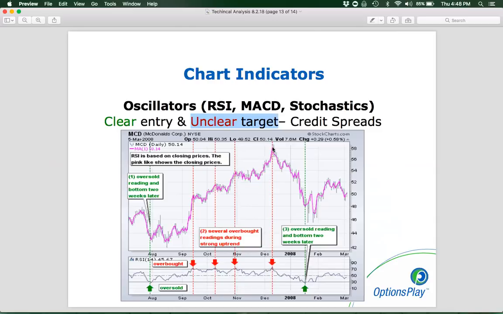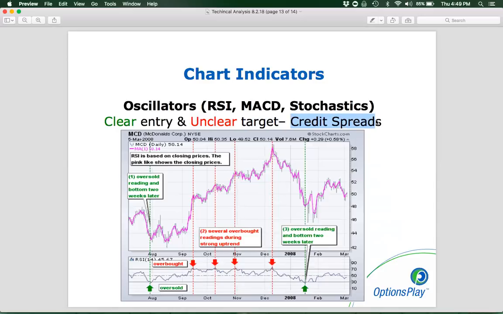And then here again in December, this is an example where it did move lower, but that's not always the case. Because overbought and oversold really tell you that it's unlikely to go in the opposite direction, that's why credit spreads, in my opinion, are the best way to use these indicators.